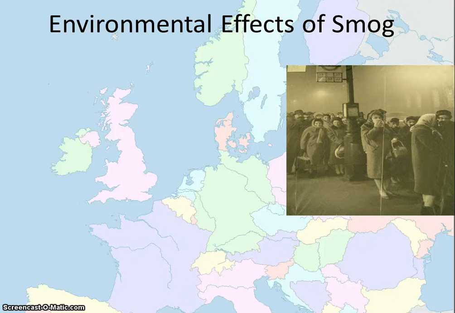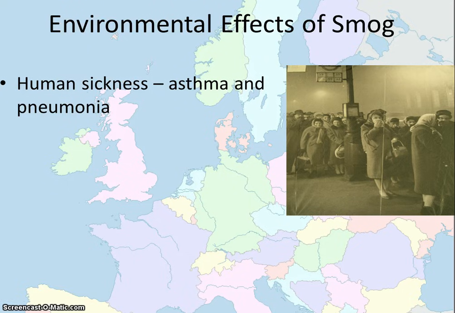The environmental effects of smog are the following. People can get a lot of lung disease, such as asthma and pneumonia. A lot of kids and the elderly especially are affected with this type of breathing disorder, mainly because children's lungs aren't developed, and the elderly's lungs have diminished capacity. Their lungs aren't functioning like a healthy adult's would.